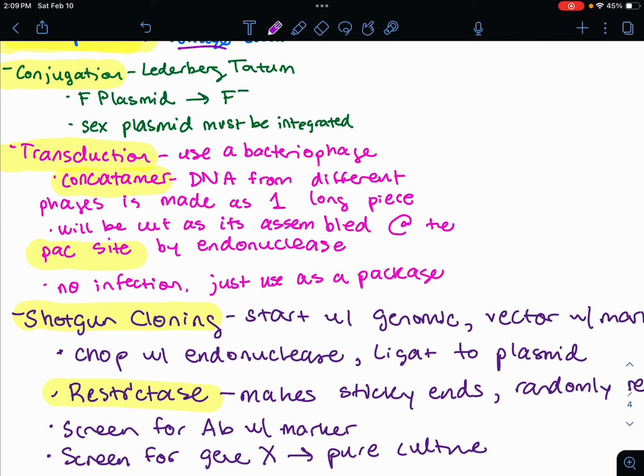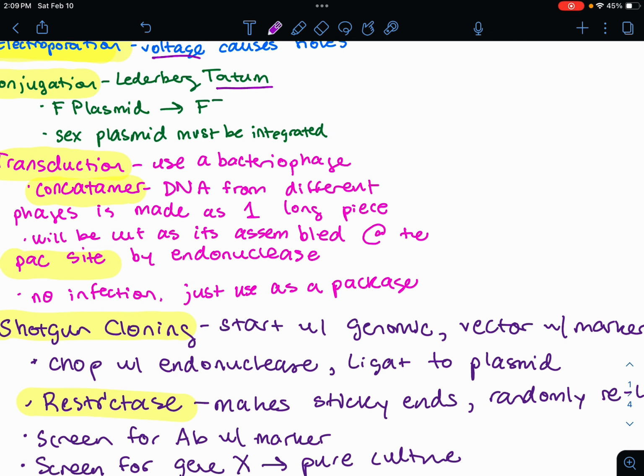Conjugation was studied by Lederberg and Tatum in 1946, these two scientists. They found the unidirectional transfer from a cell containing a sex plasmid, also known as the F plasmid. This F plasmid is transferred to a cell that does not have the plasmid, also known as an F- cell.